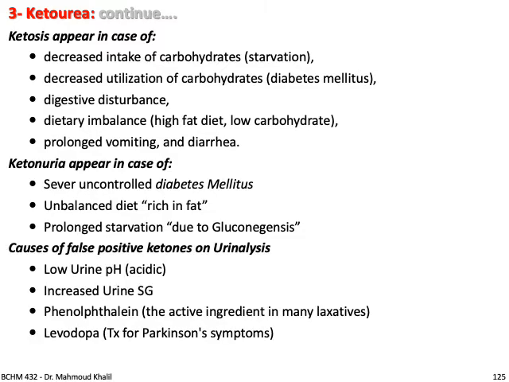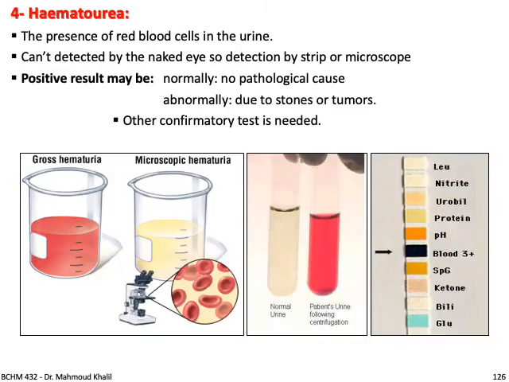Causes of false positive ketone on urine analysis are low urine pH or increased urine SG, specific gravity. We'll talk later about SG. Phenolphthalein, the active ingredient in laxatives, can give a false positive if we take a laxative, and also levodopa, the drug used for Parkinson's symptoms.